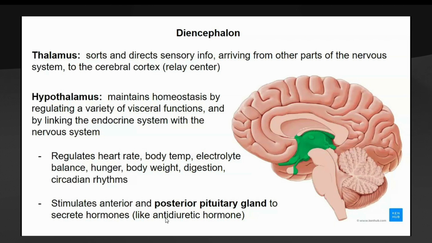The next part of this part of the brain is the hypothalamus. The hypothalamus maintains homeostasis by regularly linking the endocrine system with the nervous system. Your homeostasis is the thing that regulates your temperature. It regulates certain behaviors in the body that help you say, well, this is too hot or too cold, and it also regulates your heart rate, body temperature, electrolyte balance, hunger, body weight, digestion, and circadian rhythms.